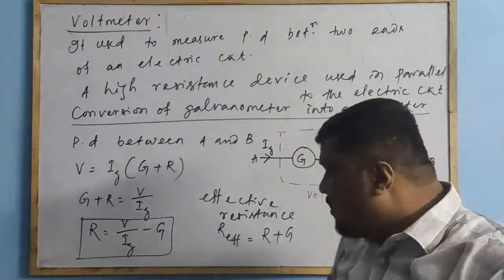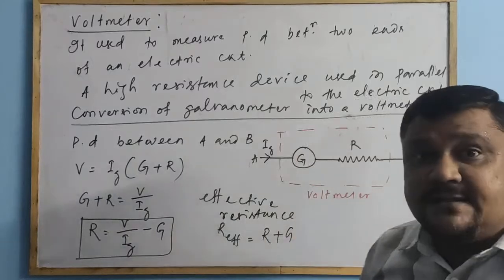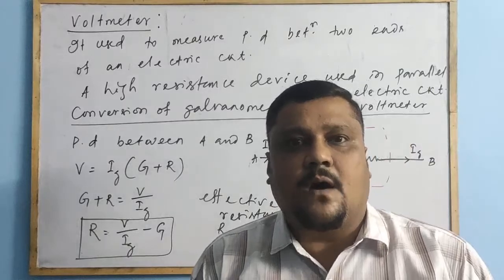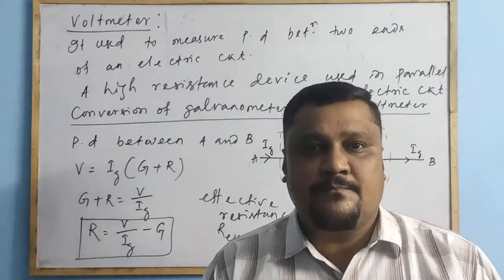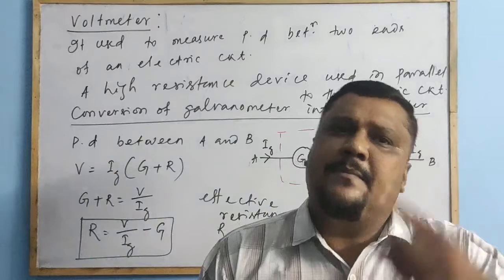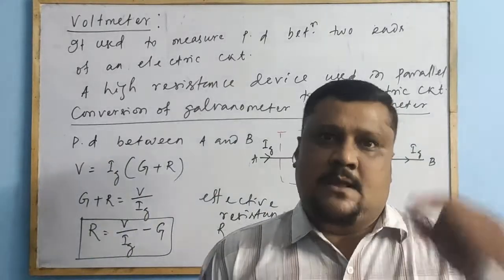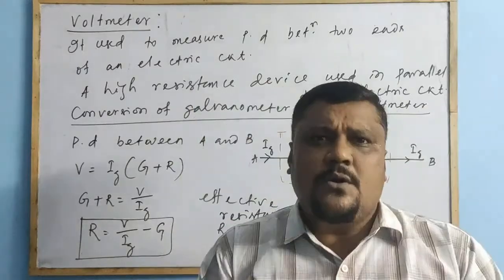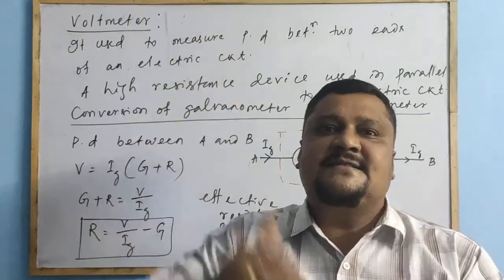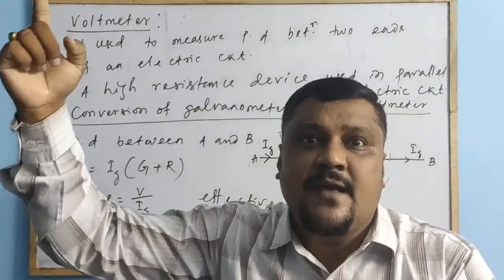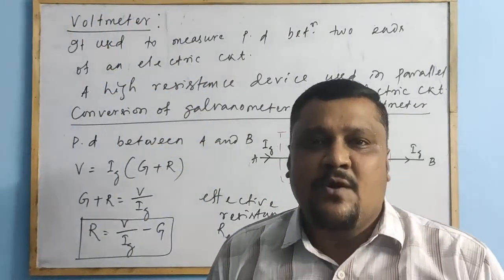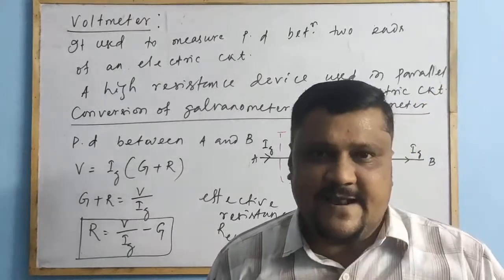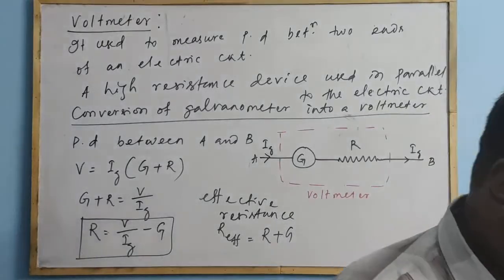Okay? So with these formulas, remember one other thing: what is the effective resistance of an ideal voltmeter? Voltmeter is a high resistance, ammeter is a low resistance device. So an ideal ammeter means its resistance should be low, means 0. Voltmeter is a high resistance, means effective resistance must be infinity. So for an ideal voltmeter, the effective resistance should be infinity. Clear?